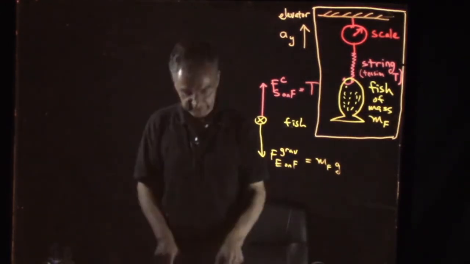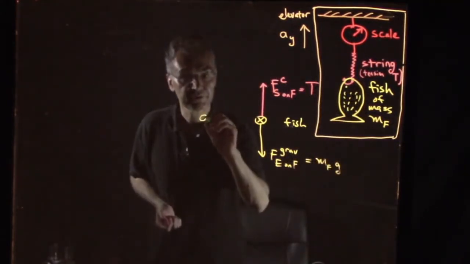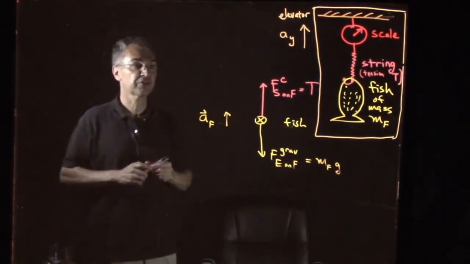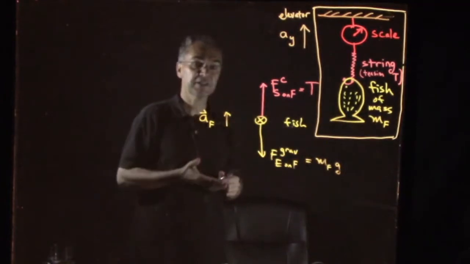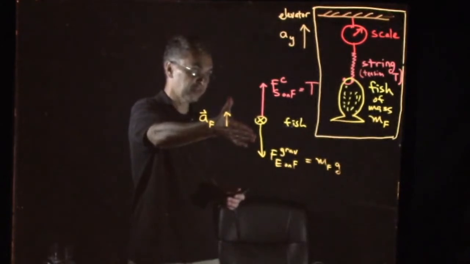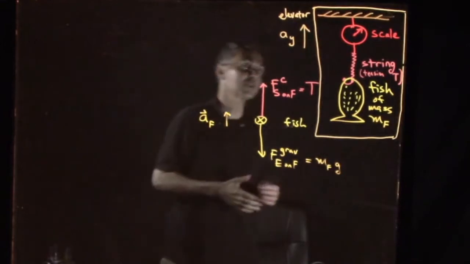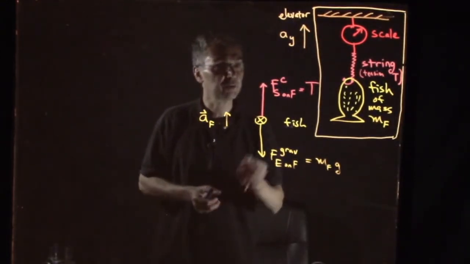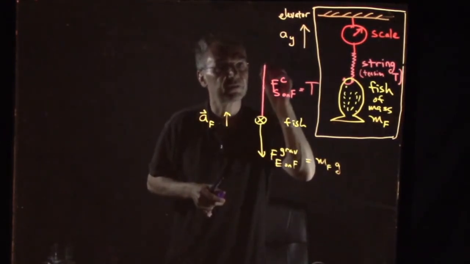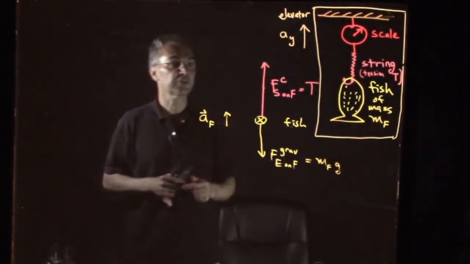Now the fish is going to travel with the elevator, so the acceleration of the fish points upward. It's the same as the acceleration of the elevator. To make the fish accelerate upward, this arrow, the weight, can't change because the mass of the fish doesn't change, but somehow what the scale reads will change. If you want the fish to accelerate upward, then the tension in the string, which is the same number as the reading on the scale, has to be bigger than the weight of the fish. And now the fish will accelerate upward.